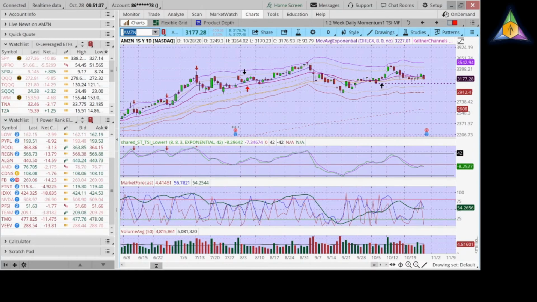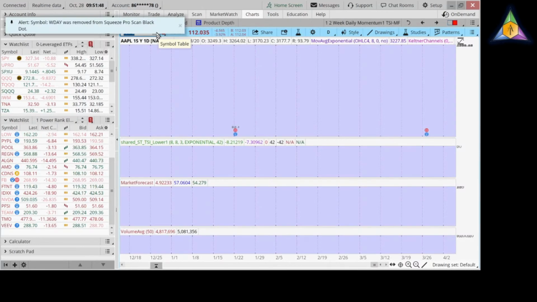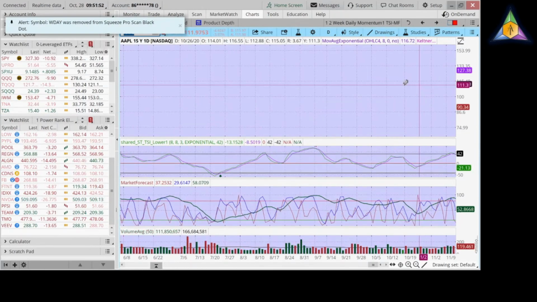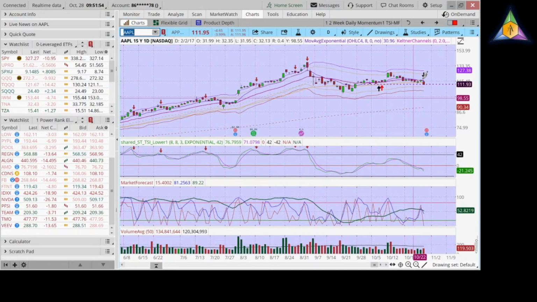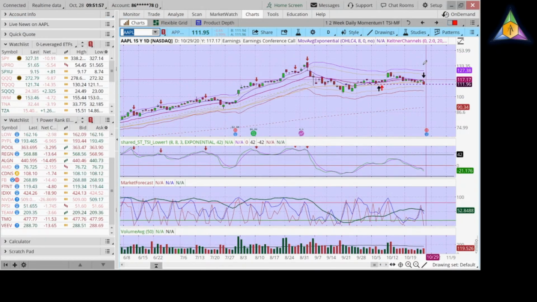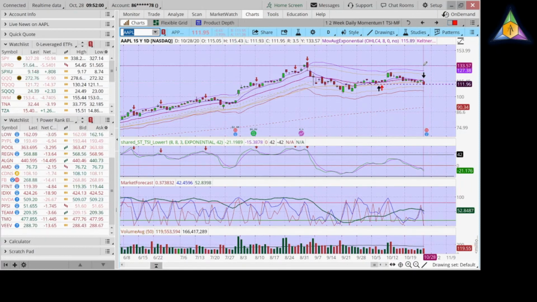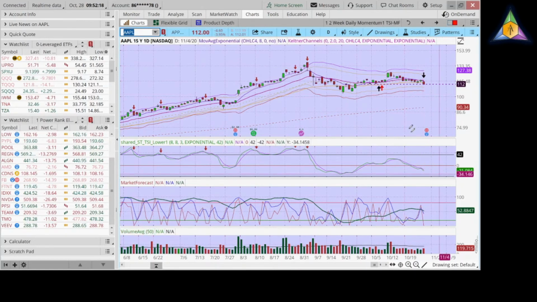Last but not least is our buddy Apple. Apple was looking like it wanted to push up to higher highs going into earnings. However, the market's down today because of supposedly significant increases in the coronavirus, and also just the unknowns surrounding the election. So we'll see where this goes from here. Again, it is pushing back down.